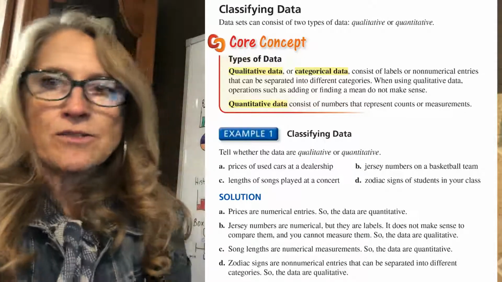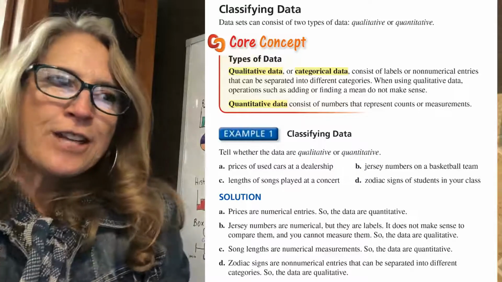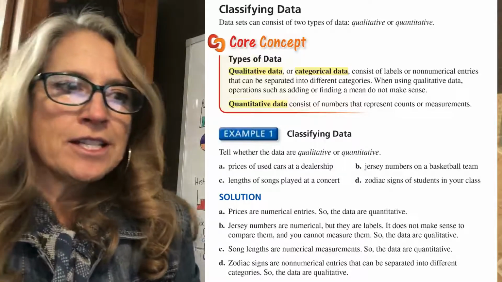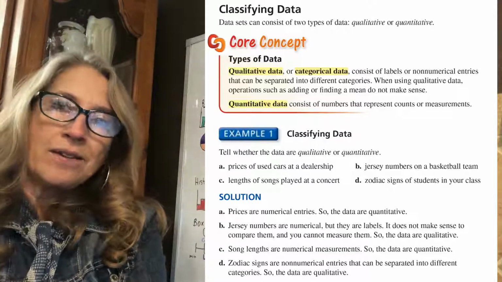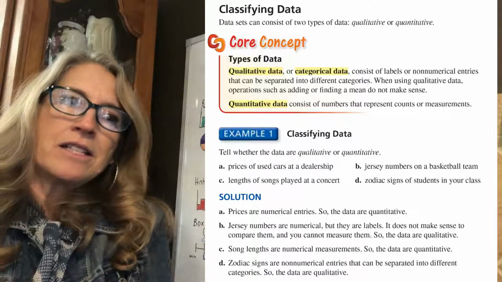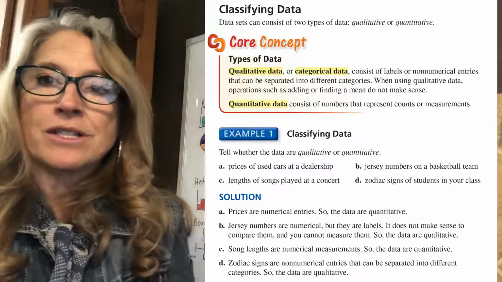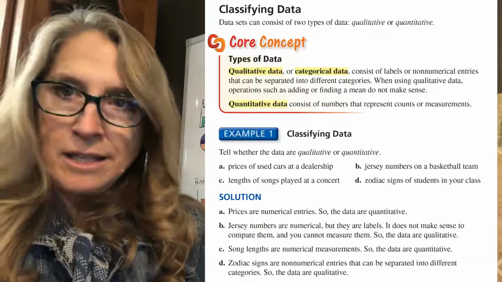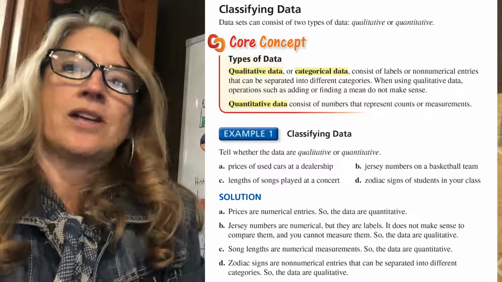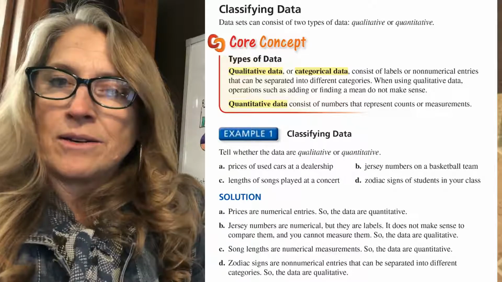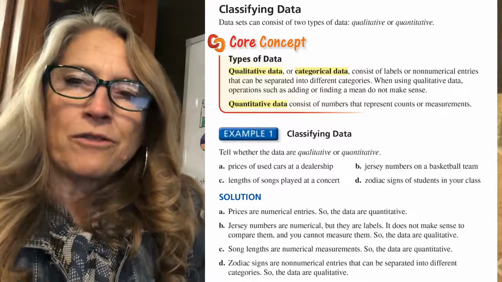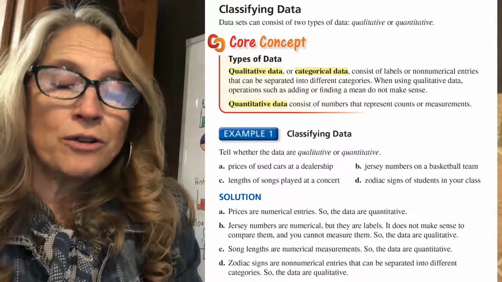D, zodiac signs of students in your class. Zodiac signs are non-numerical entries. They can be separated into different categories. That's qualitative information, right? We might know how many students are in each zodiac sign or in each category, but we can't really draw any sort of quantifiable information from that. We can draw an overarching picture.